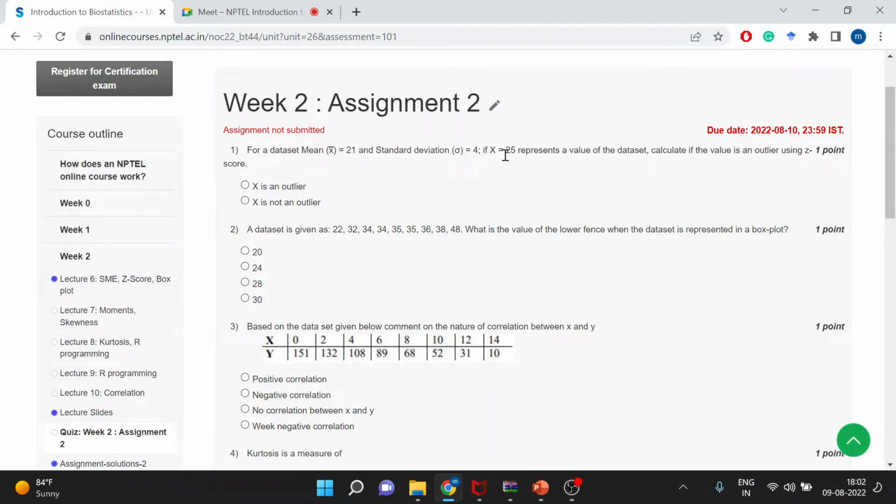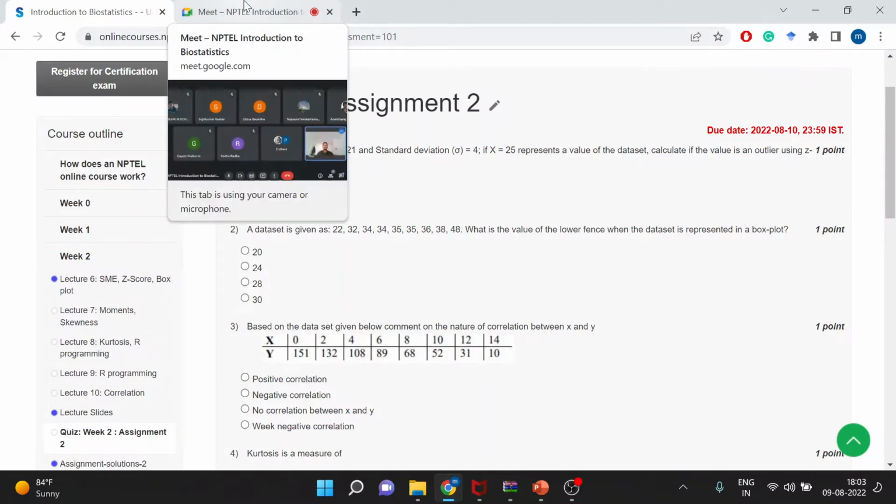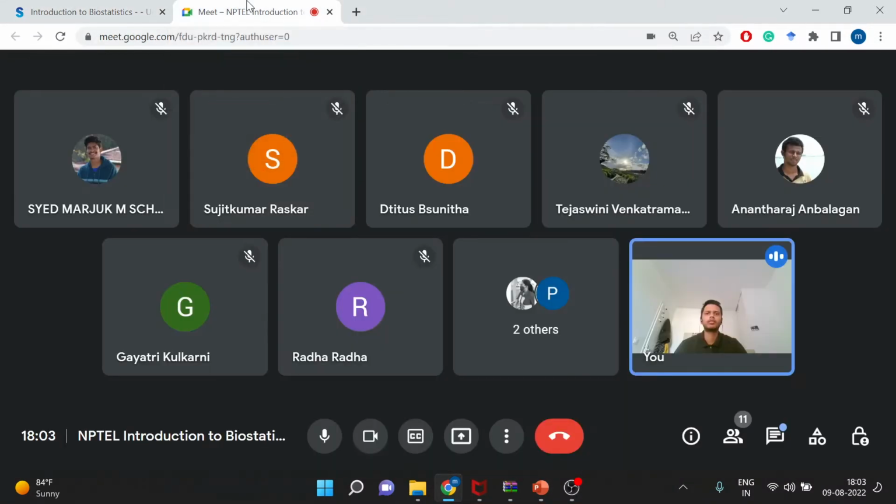What does one mean by an outlier? Could someone answer that? What is an outlier? What do you understand? Just in plain English, if someone could tell me what an outlier is.